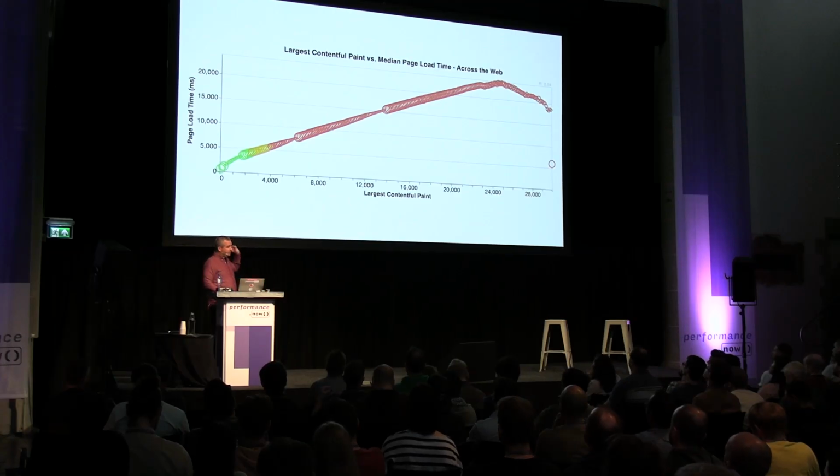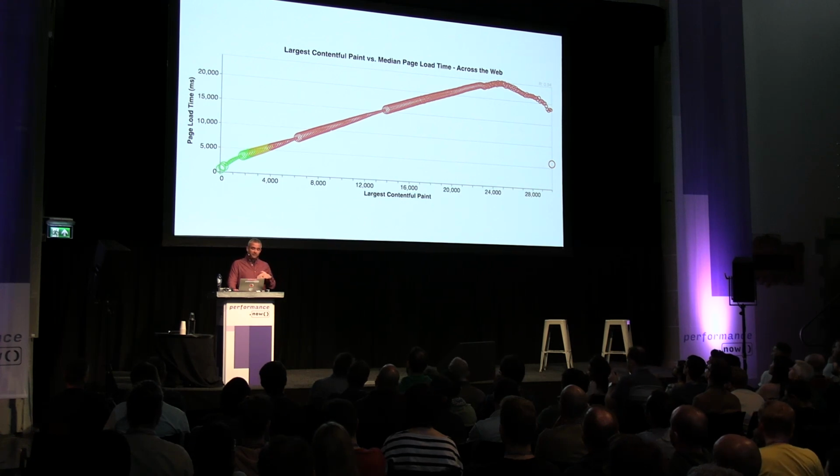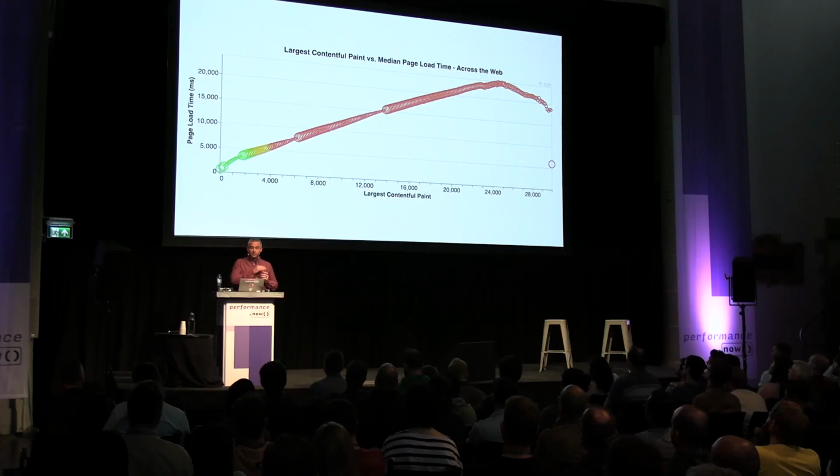Okay, I included this chart, but I don't want you to pay attention to it at all. I actually wanted to show this chart as something that I generated, and I was like, what is going on here? This is largest contentful paint versus page load time. And this is actually a good example of data and your measurement techniques biasing your data. So what it's showing is that as largest contentful paint goes up, page load time goes up. That seems somewhat logical. Very strong correlation according to this data of 0.94.